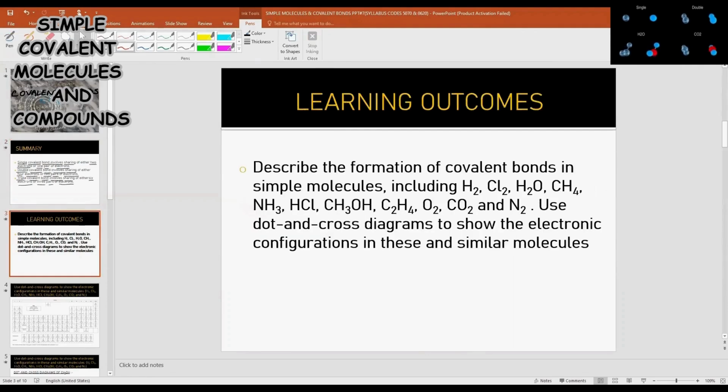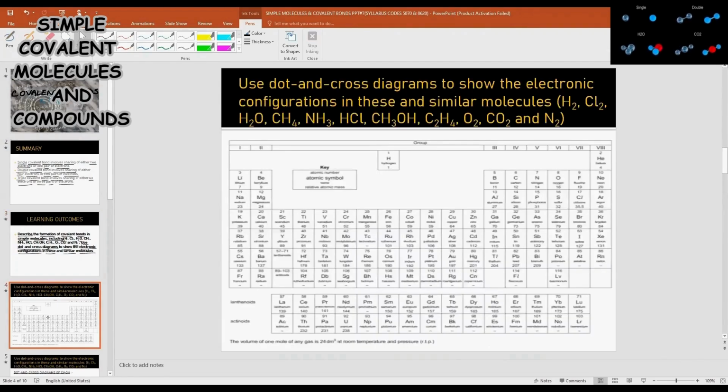The learning outcome is the same for this lesson, that is: describe the formation of covalent bonds in simple molecules, including molecules starting from H2 and ending on N2. Use dot and cross diagrams to show the electronic configurations in these and similar molecules. Here's the periodic table and valencies for you. Valencies of nonmetals: group 4 plus or minus 4, group 5 minus 3, group 6 minus 2, group 7 minus 1.